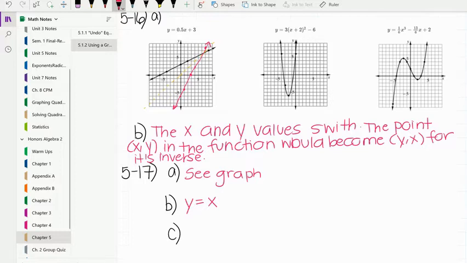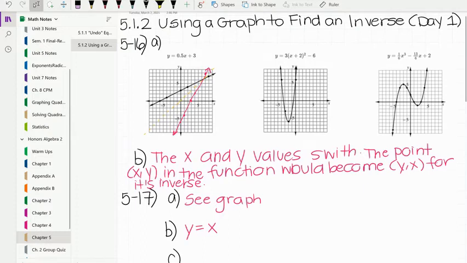And I will let you answer part C. It says, what do you think this line, or why do you think this line makes sense for the line of symmetry between the graphs of a function and its inverse relation? So there's a couple different reasons. So I will have you guys answer that, and of course you can check your answer later on.